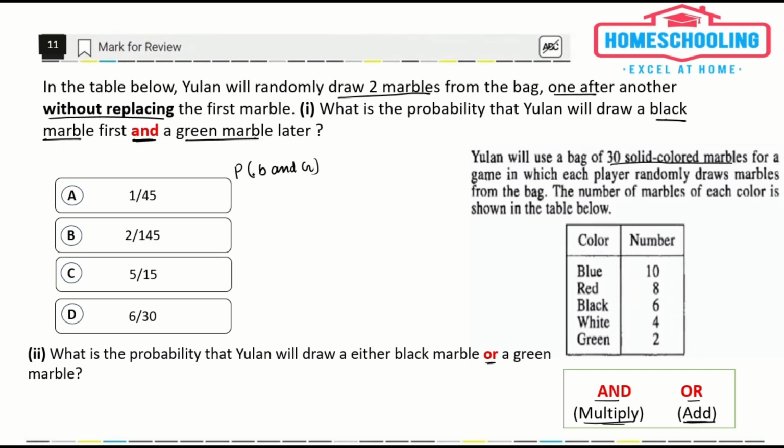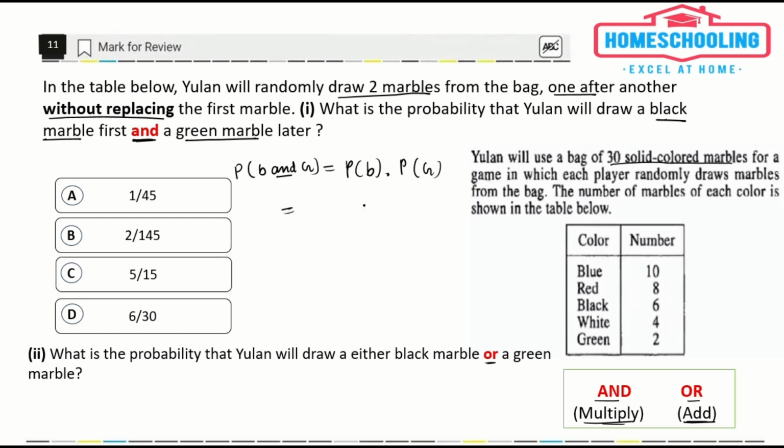So here "and" is given, so P, probability of black marble and green marble. So this can be written as, because for "and" we will multiply, P black multiplied by P green. So for "and" we will use multiplication.